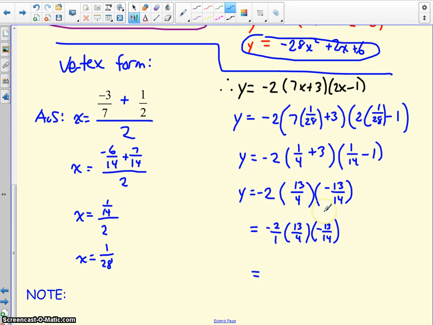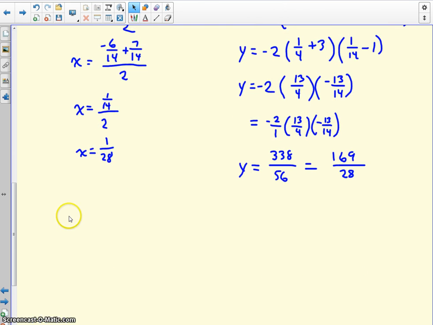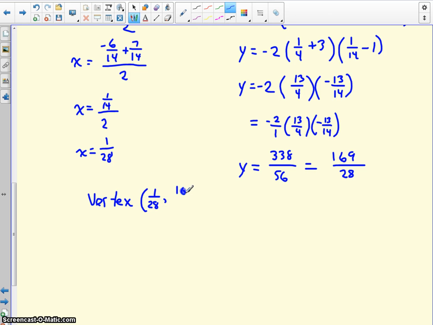Okay, multiply our numerators together, we get 338, not friendly at all, over 14 times 4 times 1, which is 56, which we will reduce down. You divide both top and bottom there by 2, so you get 169 over 28. Okay, so again, our end result isn't very nice looking, but we have what we want, right? We have our vertex in the end. Okay, so our vertex has an x value of 1 over 28 and a y value of 169 over 28.